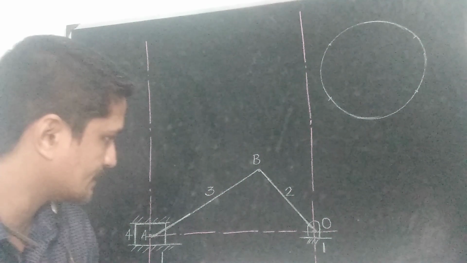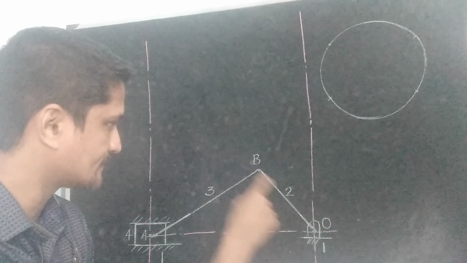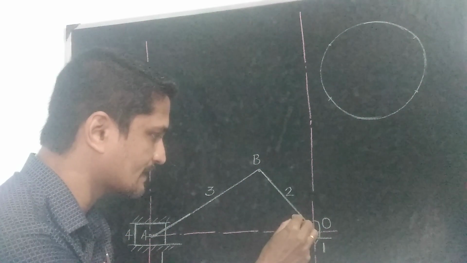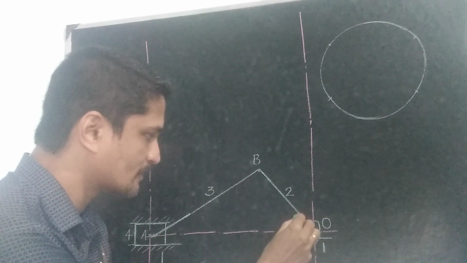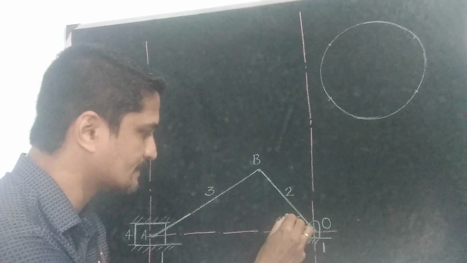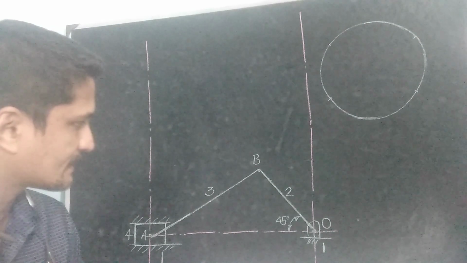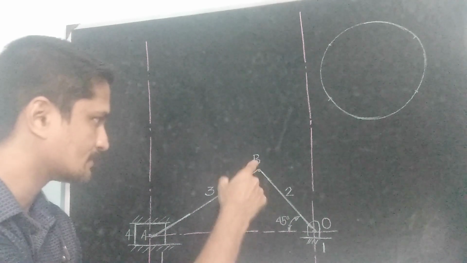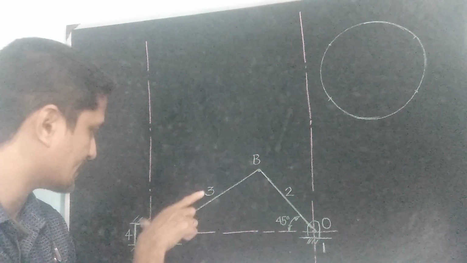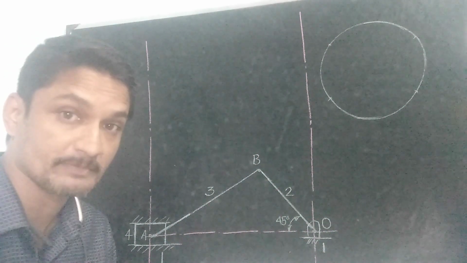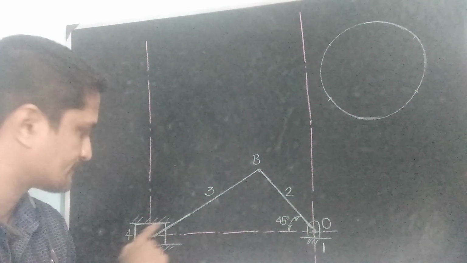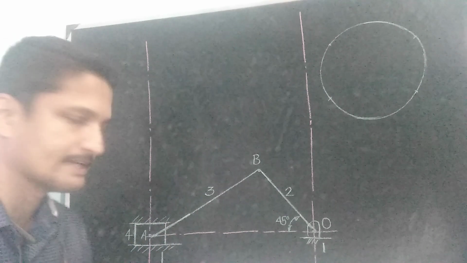Here OB is equal to 100 mm and this angle is given as 45 degrees. Then we can easily draw OB. After that we draw a horizontal line, then draw an arc with a radius equal to 400 mm in scale. Then we can find this point A. Then we can draw the slider here.